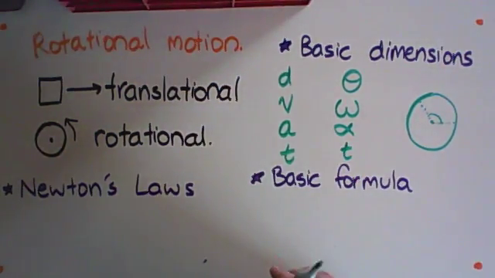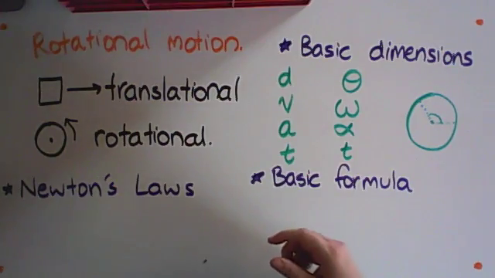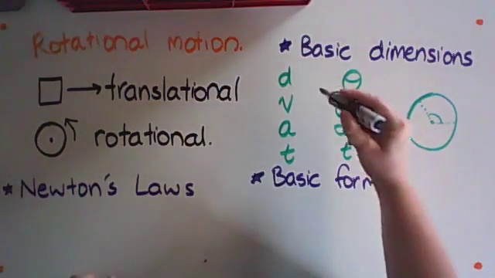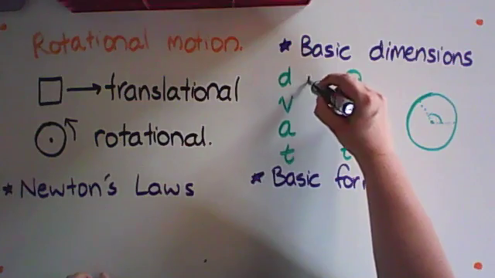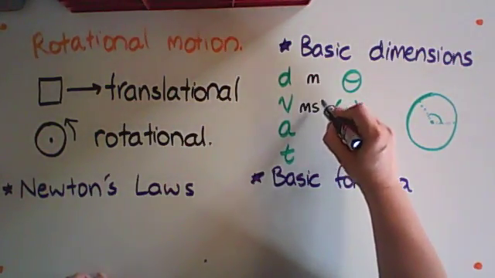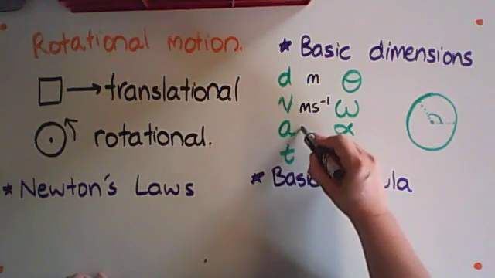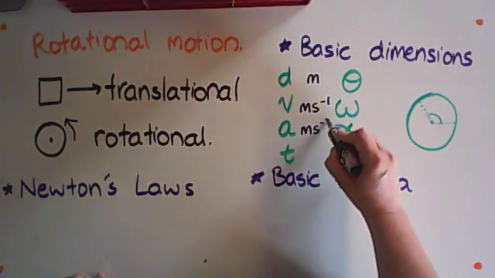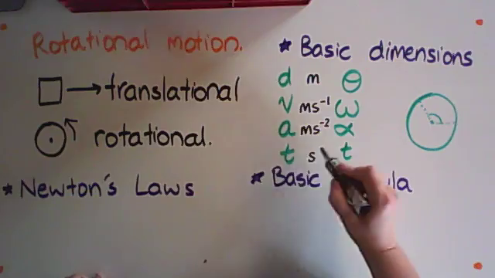Now these things have units, and I'll do this in a different colour so you can see: distance is measured in metres, velocity is measured in metres per second, acceleration is measured in metres per second squared, and time is measured in seconds.